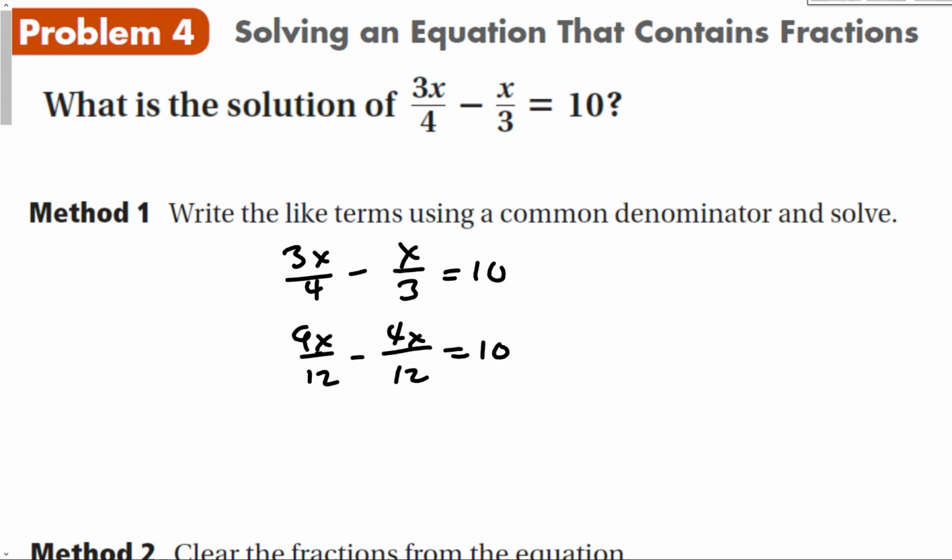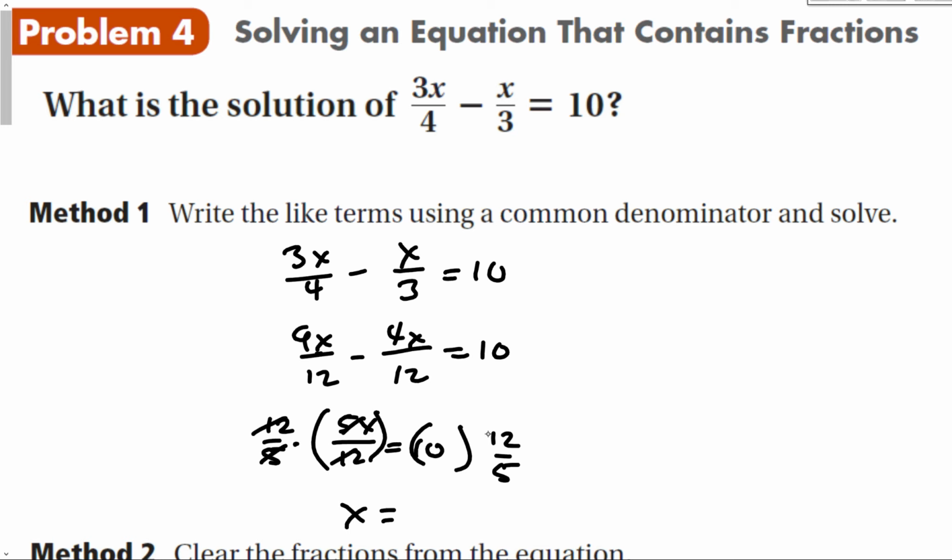Okay? Now that there's a common denominator, I can put the left side together. So 9 minus 4 gives me 5x over 12 is equal to 10. And hopefully you remember that in order to clear a fraction, I multiply by the reciprocal. Okay, so the 12s cancel, the 5s cancel, and we're left with x is equal to 10 times 12 is 120, divided by 5 is 24.